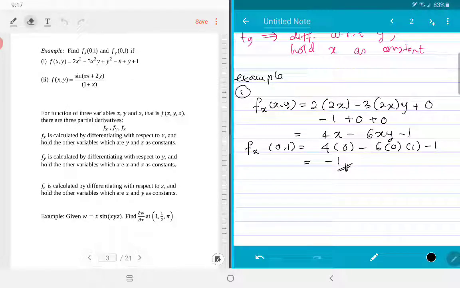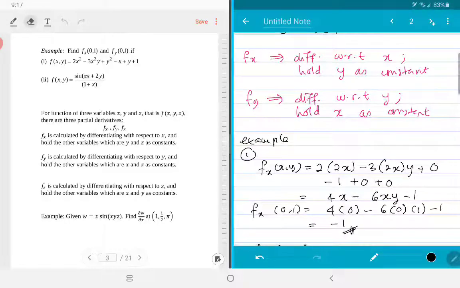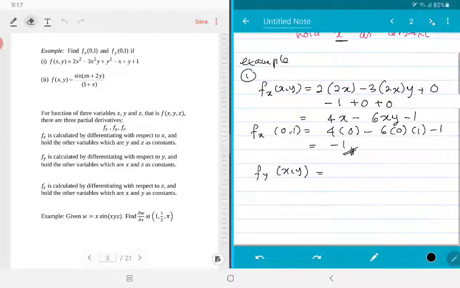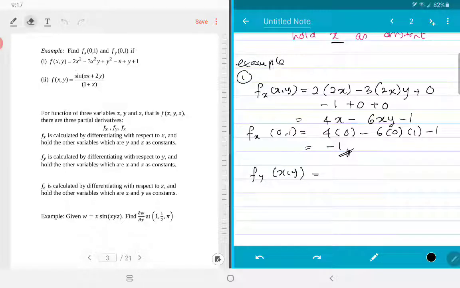Now for partial f partial y, differentiate with respect to y, but here we hold x as a constant. Again, we differentiate a term at a time. So the first term is 2x squared. Differentiate with respect to y, that will give us a 0. The second term, we have negative 3x squared y, so that will give us negative 3x squared. Differentiate y with respect to y, that will give us a 1.